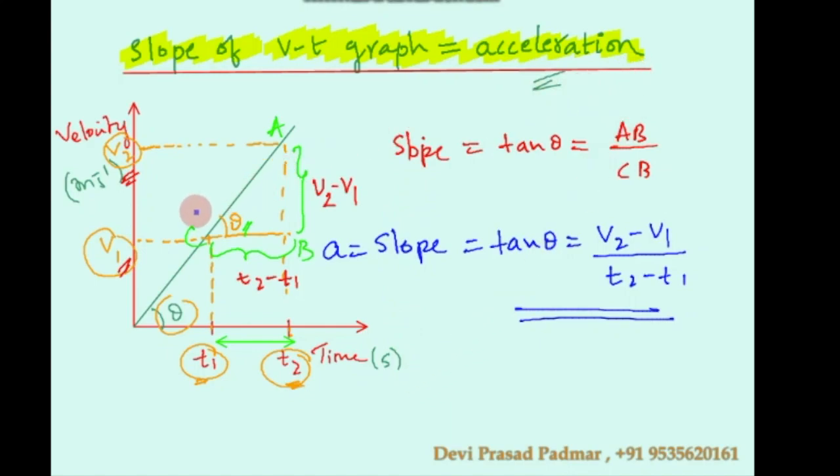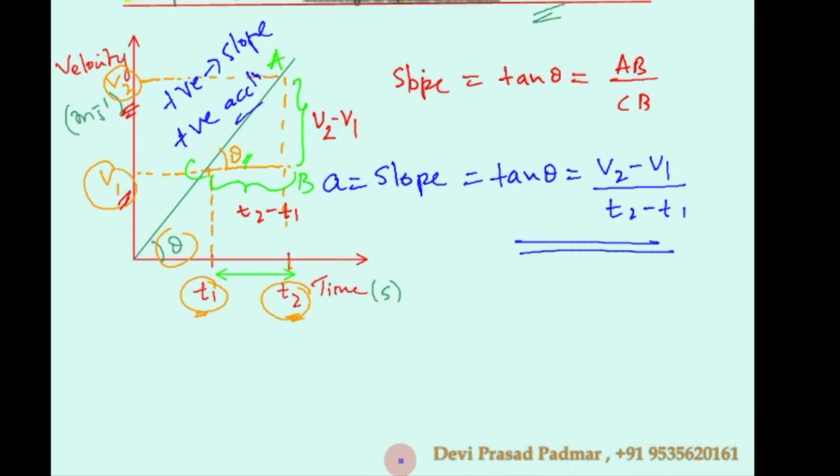Now in this case velocity goes on increasing, therefore acceleration will be positive. Or we can consider slope is positive. If slope is positive, we have positive acceleration, or in certain cases you may have a negative acceleration. So how can you calculate negative acceleration?